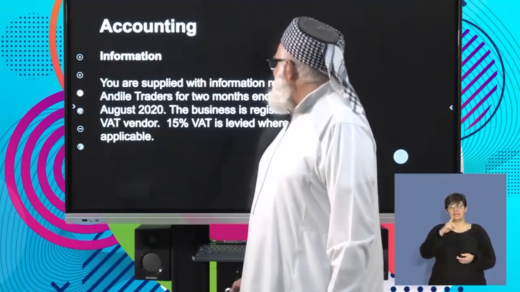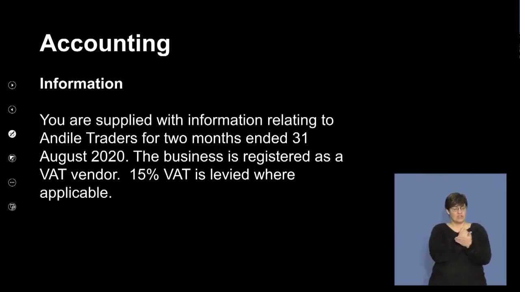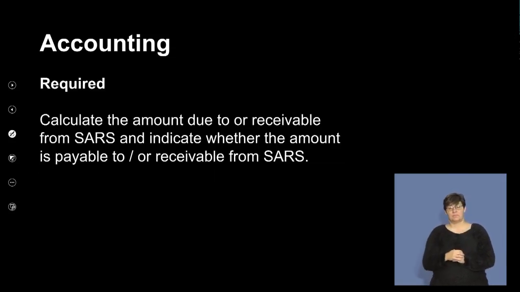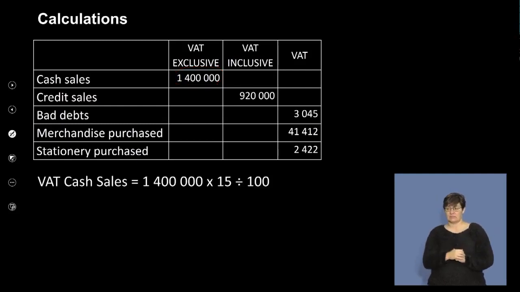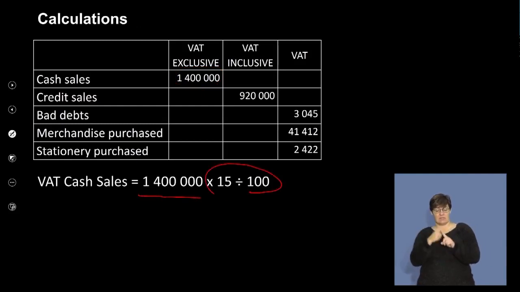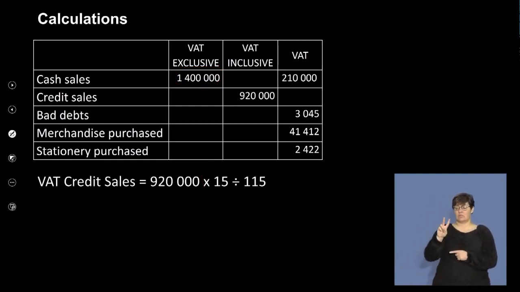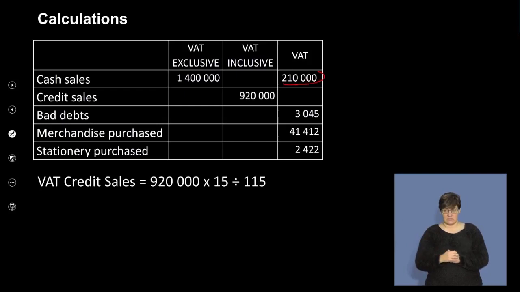Okay, we're busy with under dealer traders. The business is registered as a VAT vendor, 15% VAT is levied. Calculate the amount due or receivable. Clearly you can see again, watch in this one here, you have VAT exclusive of 1,400,000. Clearly a calculation is necessary. There's my calculation, 1,400,000 times the 15% will give me my VAT amount of 210,000.